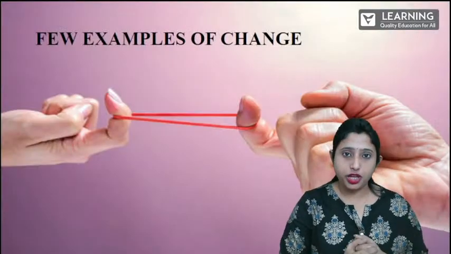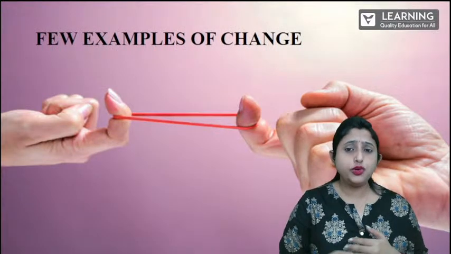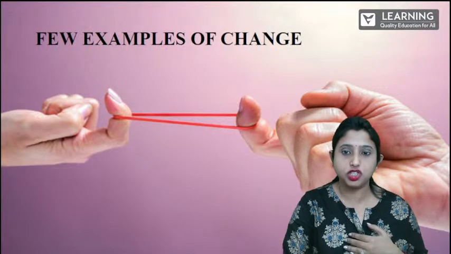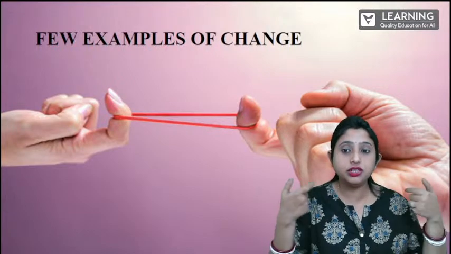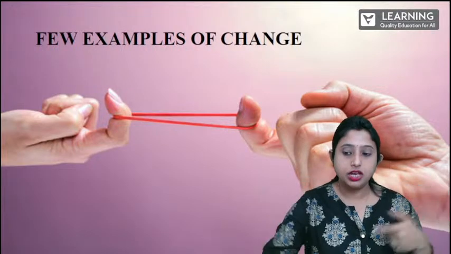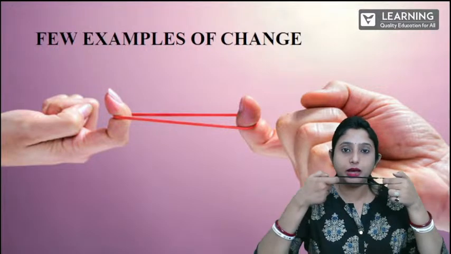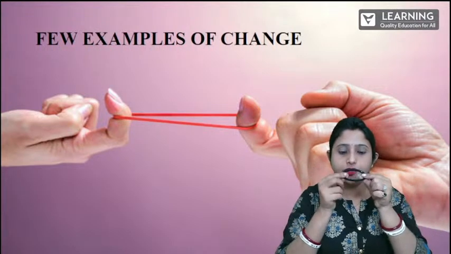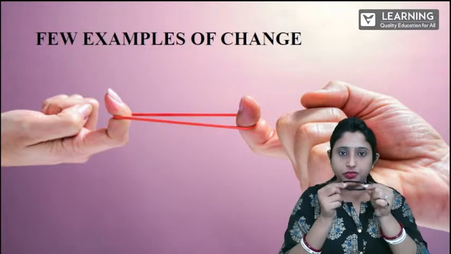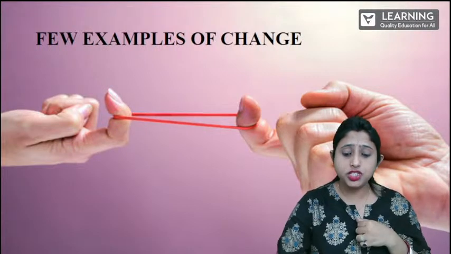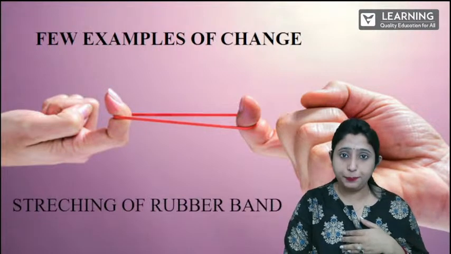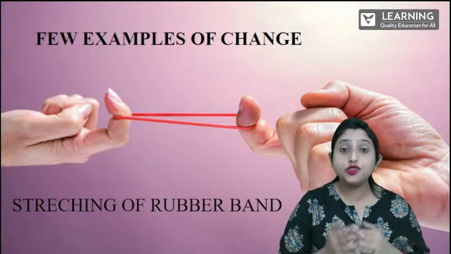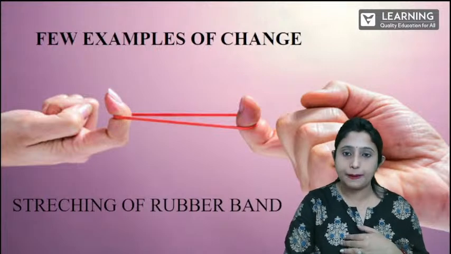Now, as you understood about change, let us see a few examples of change. What can you see in this picture? Two persons are stretching a rubber band, right? I also have a rubber band. See, I am stretching it. What is happening? The shape is changing, and the size also is changing, right? So, stretching of a rubber band is an example of change. Now, can you tell me what type of change it is? Is it a physical change or a chemical change?